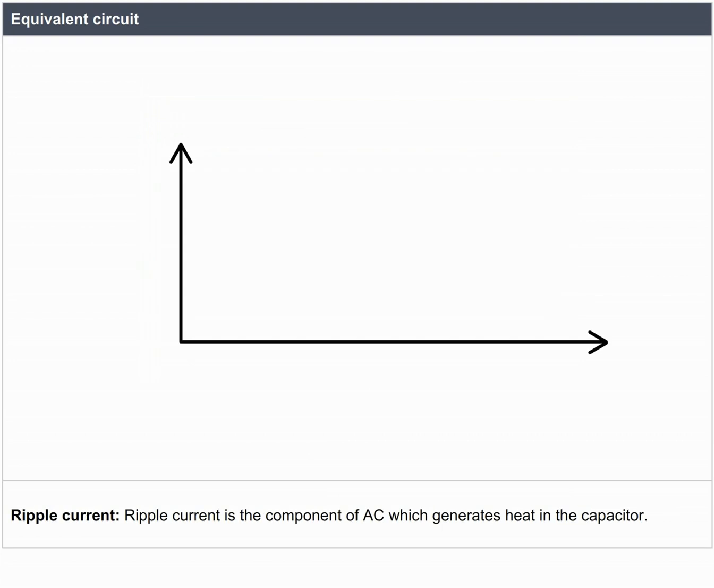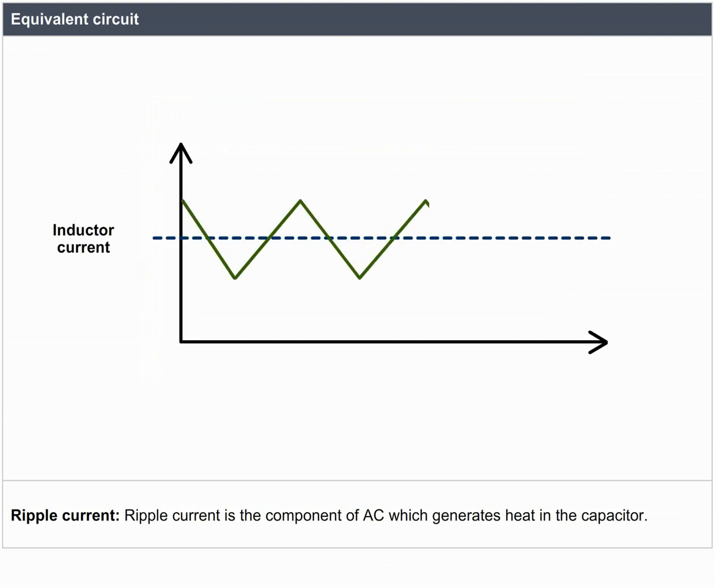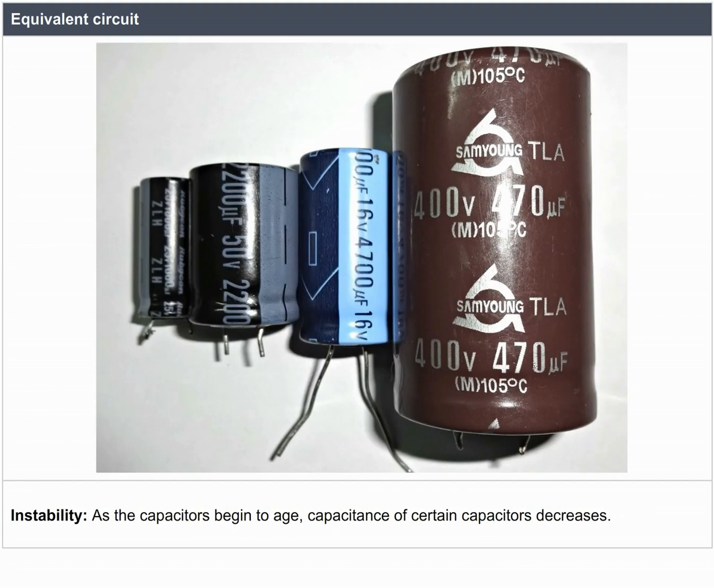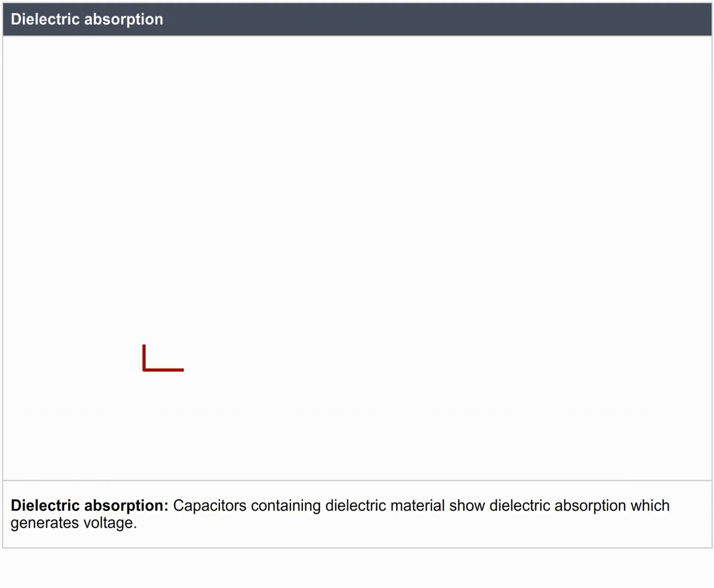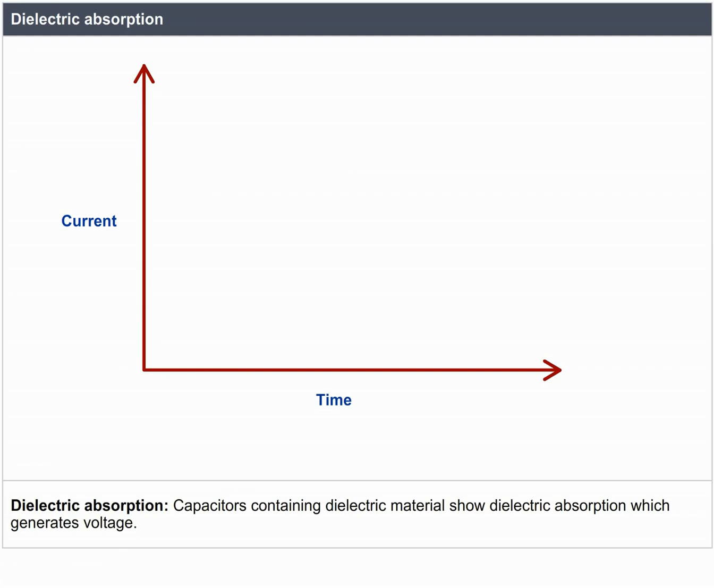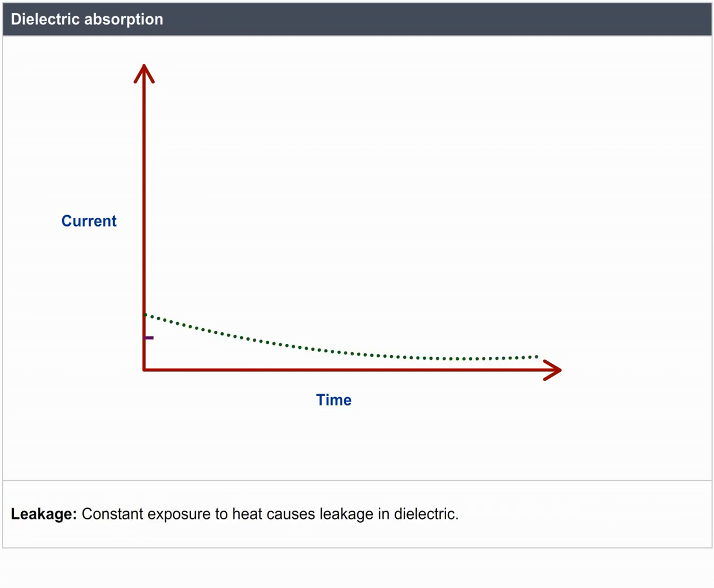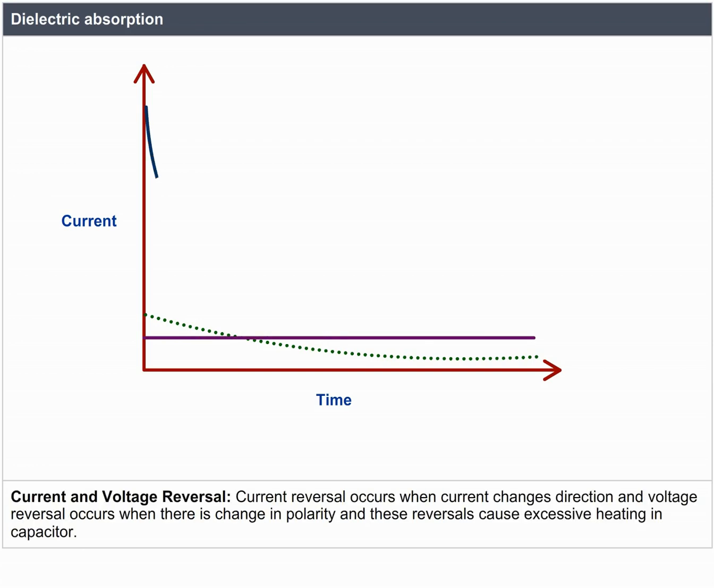Ripple current. Ripple current is a component of AC which generates heat in the capacitor. Instability. As the capacitors begin to age, capacitance of certain capacitors decreases. Dielectric absorption. Capacitors containing dielectric material show dielectric absorption, which generates voltage. Leakage. Constant exposure to heat causes leakage in the dielectric. Current and voltage reversal. Current reversal occurs when current changes direction, and voltage reversal occurs when there is a change in polarity, and these reversals cause excessive heating in the capacitor.